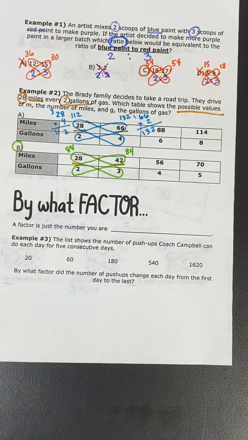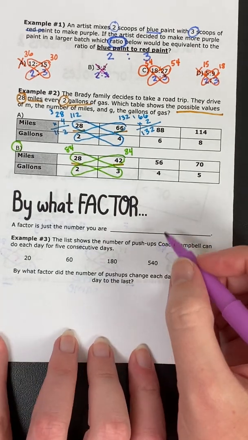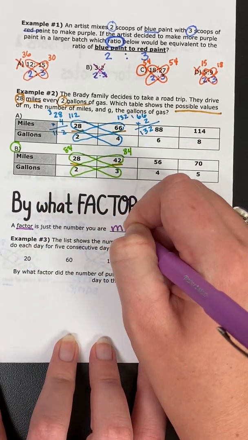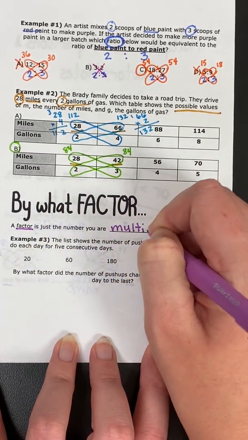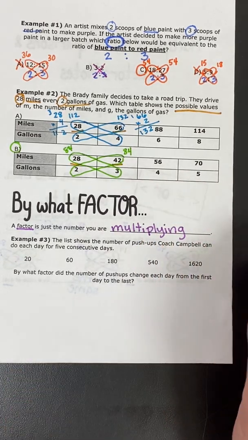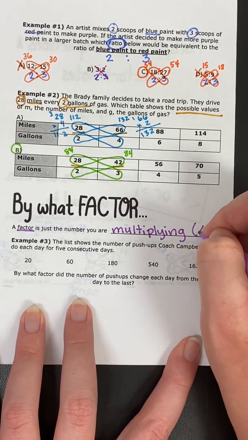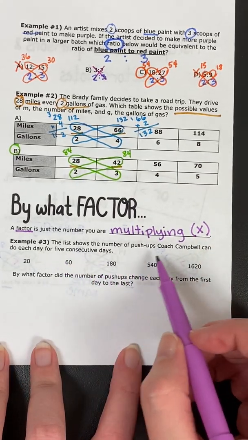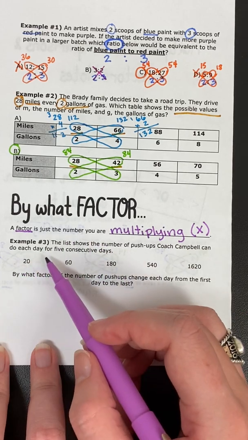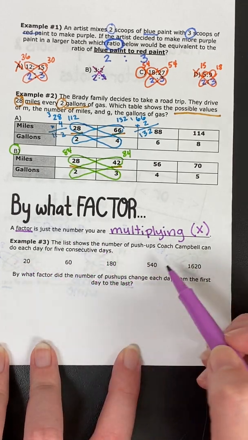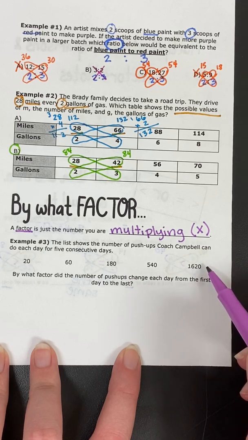Now we're going to move on to factors, okay? Factor is a big key word. That's a good vocabulary word for us. Factor is just a number you are multiplying. So when we see factor, we need to say, okay, we are doing multiplication. It says the list shows the number of push-ups Coach Campbell can do each day for 5 consecutive days. So we have a list: 20, 60, 180, 540, 1,620.